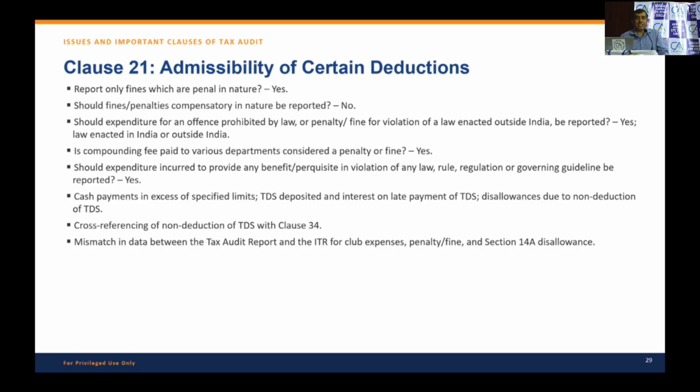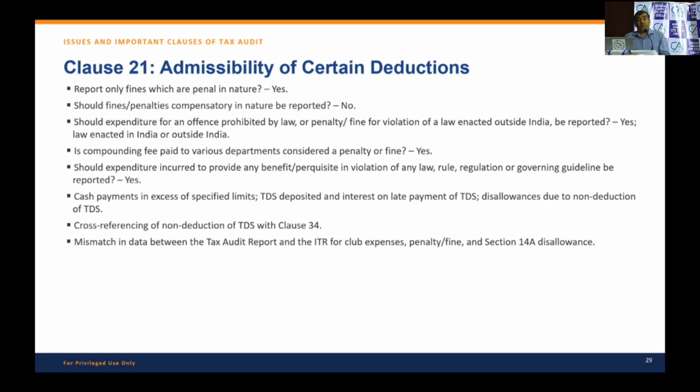Clause 21 largely would deal with various deductions, and I think one of the important deductions is on account of fines or penalties. Otherwise settled, nothing much to discuss, but maintain a balance of fines or penalties in the nature of penalties and in the compensatory nature. So if there is something which is paid in the nature of compensation, it should not take the color of fines and penalties, and those should not be reported here.